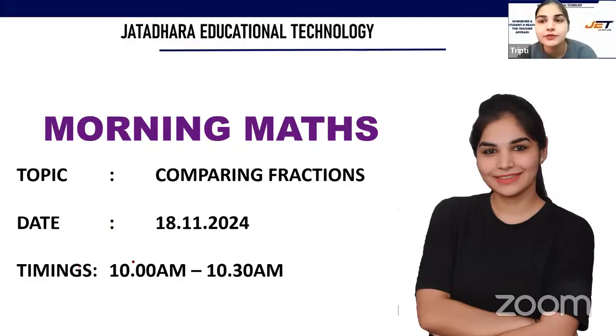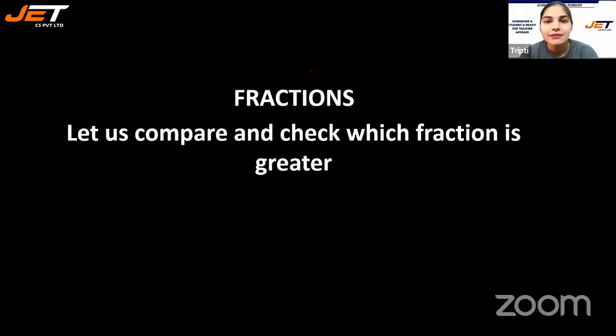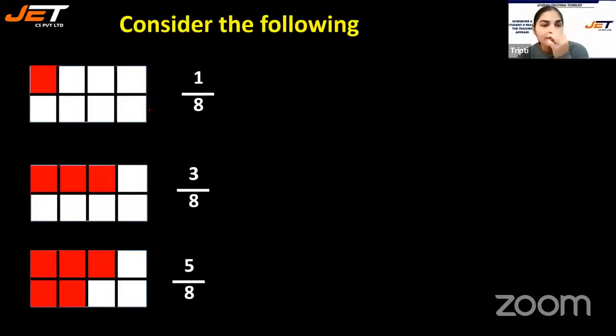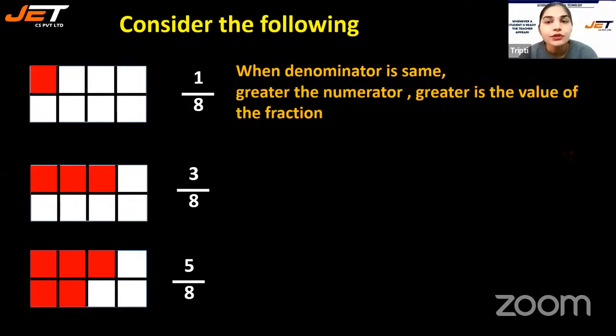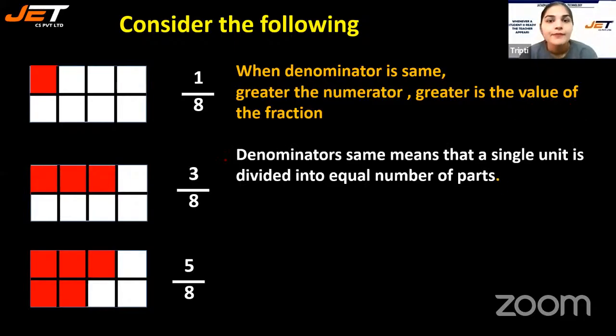When you find the difference between two. So let's compare and check which fraction is greater. 1 by 8, 3 by 8 or 5 by 8. So here when you see, all the fractions have same denominator and the numerator is different. That's it. So greater the numerator, greater is the value of fraction. When the denominator is same, what you have to see is, if the numerator is greater, then the value of fraction is greater, of course.